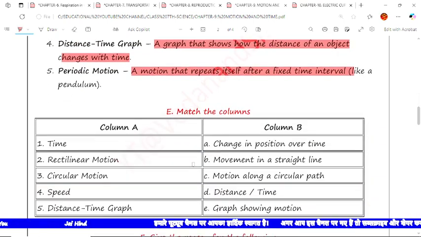Now the next is match the columns. Column A is here and column B is here. We have to match column A with column B, these are the correct answers.